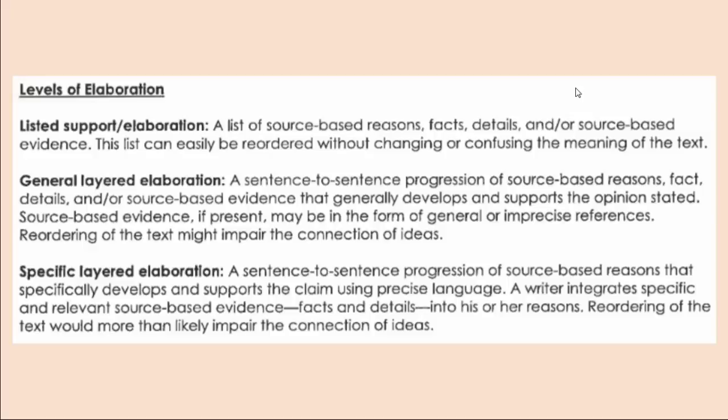You can see there that I had a progression of reasons. There was some cause-effect with that "because" statement and that "and then" statement. So reordering would really impair the connection of those ideas. I see these levels as listed as level 1, general, level 2, and level 3, specific layered. The specific layered is really important when students move to argument writing. So hopefully this bit of information will help you as you look through your student samples and see what kind of elaboration, what kind of levels they're doing.